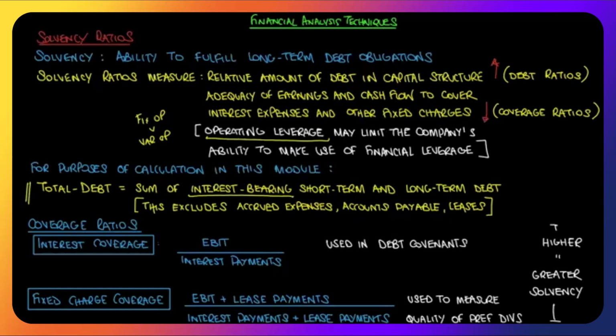Coverage ratios, first of all, two to look at. Interest coverage, EBIT on the top. So your earnings before interest makes sense because we're looking to see if we can cover interest, and interest payments on the bottom. Often used in debt covenants. As we said, if it's high, we've got greater solvency. In practice, may be calculated differently.